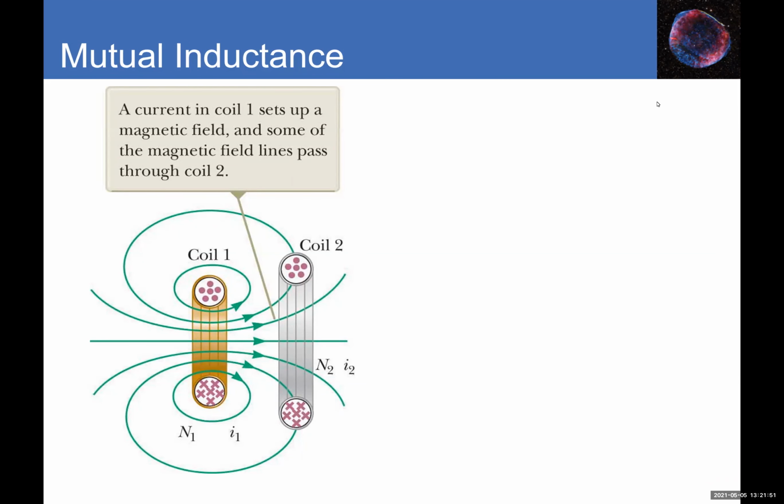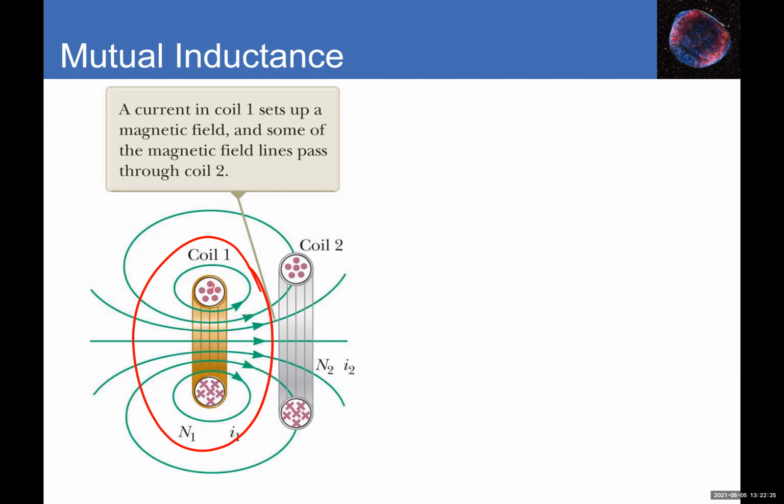Okay, so next we're going to talk about mutual inductance. Mutual inductance is when you have two coils that are relatively close to one another, where one of them has a current initially running through it. So let's take this one to be coil one. You can see there's a current at the top coming out, at the bottom going in.